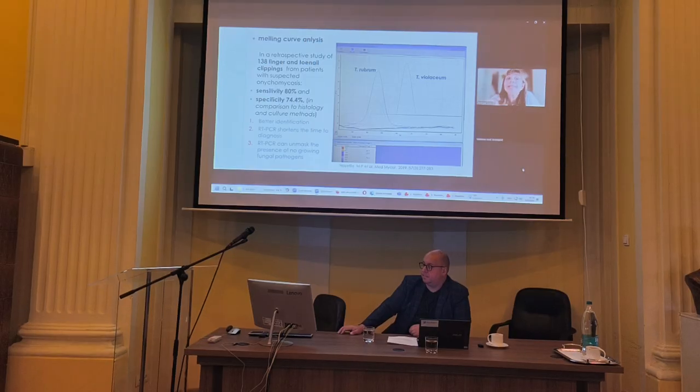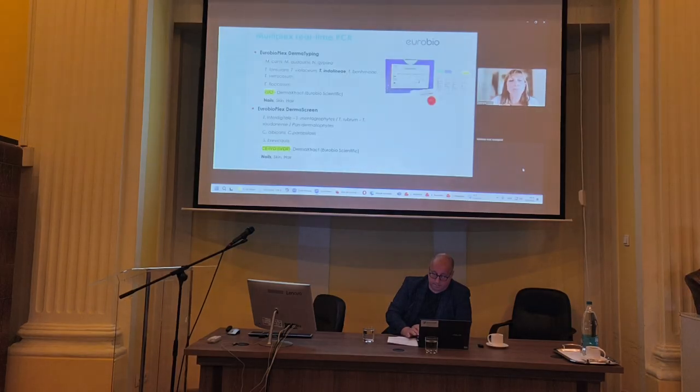This kit uses melting curve analysis to differentiate the different types of dermatophytes. In a retrospective study of 138 finger and toe nail clippings from patients with suspected onychomycosis, this kit gave excellent sensitivity and specificity in comparison to histology and culture methods. With real-time PCR, we can unmask the presence of non-growing fungal pathogens, and also get better identification and a shorter time to diagnosis.